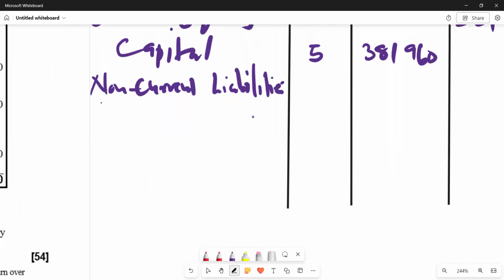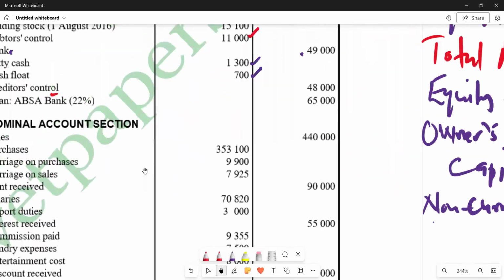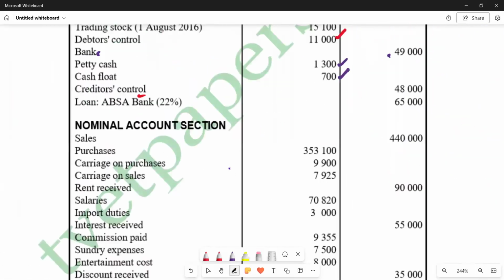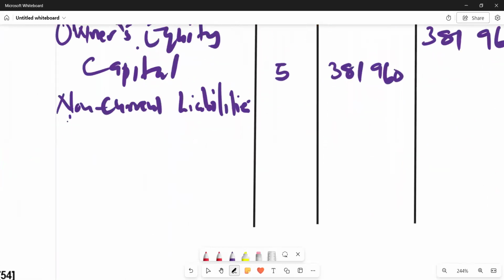In non-current liabilities, we go to the trial balance to check for loan. Obviously, we are going to have a long-term loan being a non-current liability. So I will come here. We've got a loan from Absa Bank, 22%, which is interest for 65,000. So this is the loan, the non-current liability that we have in the question. So we're going to say loan.